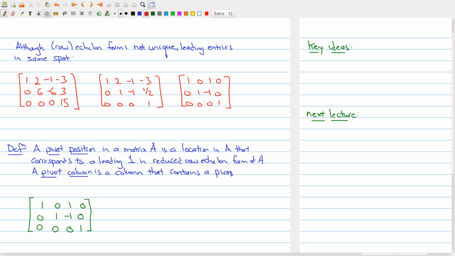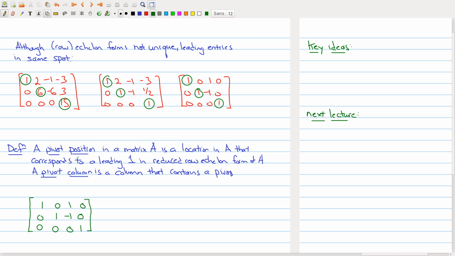Even though these matrices are not unique and they all look different, you notice they do have one property the same, which is where their leading entries are. I'll circle the leading entries. So we want to give a name for the positions of these leading entries, and that's what we call a pivot position. A pivot position in a matrix A is a location in the matrix that corresponds to a leading one in the reduced row echelon form of A.